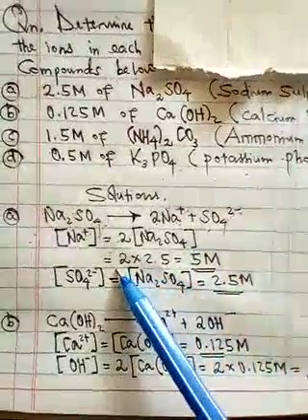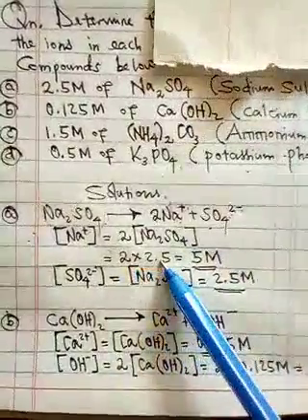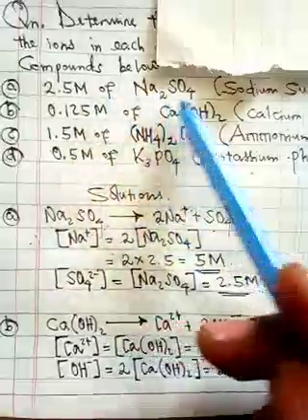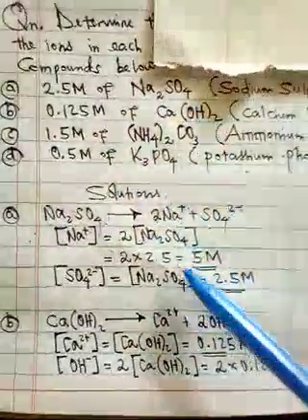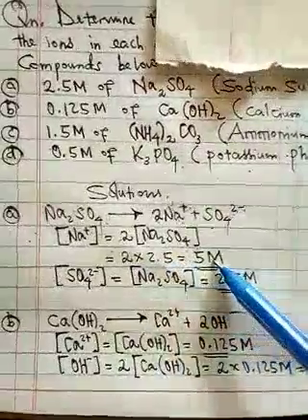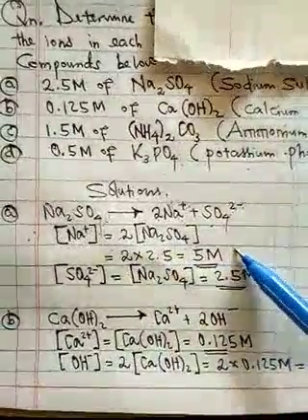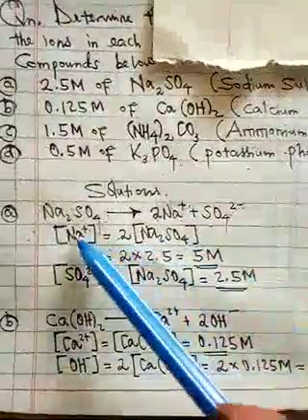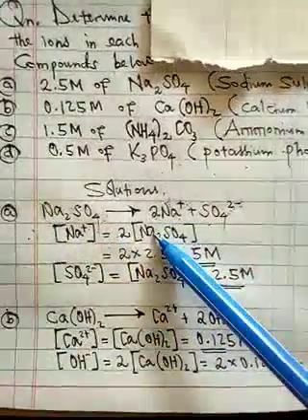This is the whole reason why this is going to be 2 times 2.5, the original value of the molarity of the sodium sulfate, 2.5. So 2 times 2.5, the answer is just going to be 5 molar. And that's it. You have determined the molarity of the sodium ions.